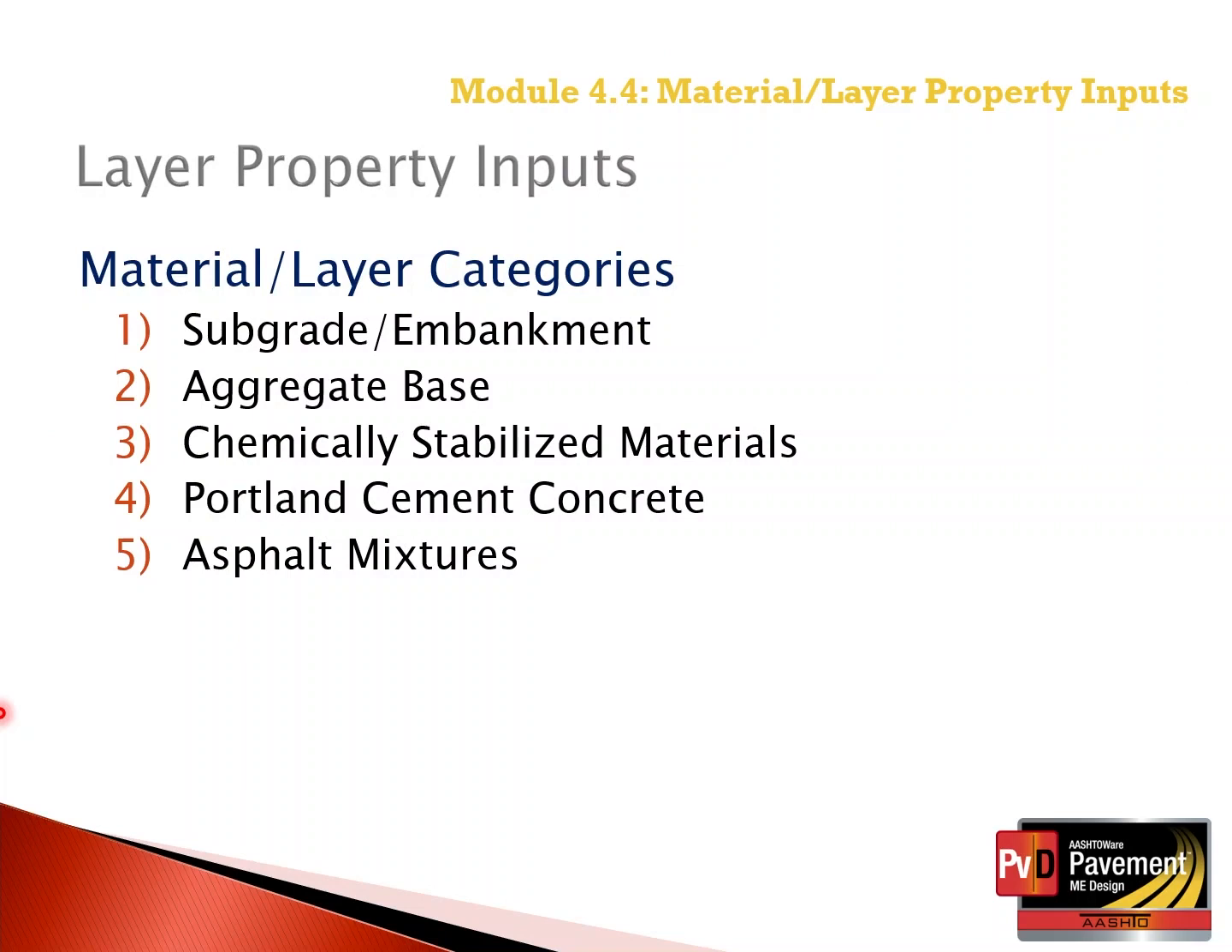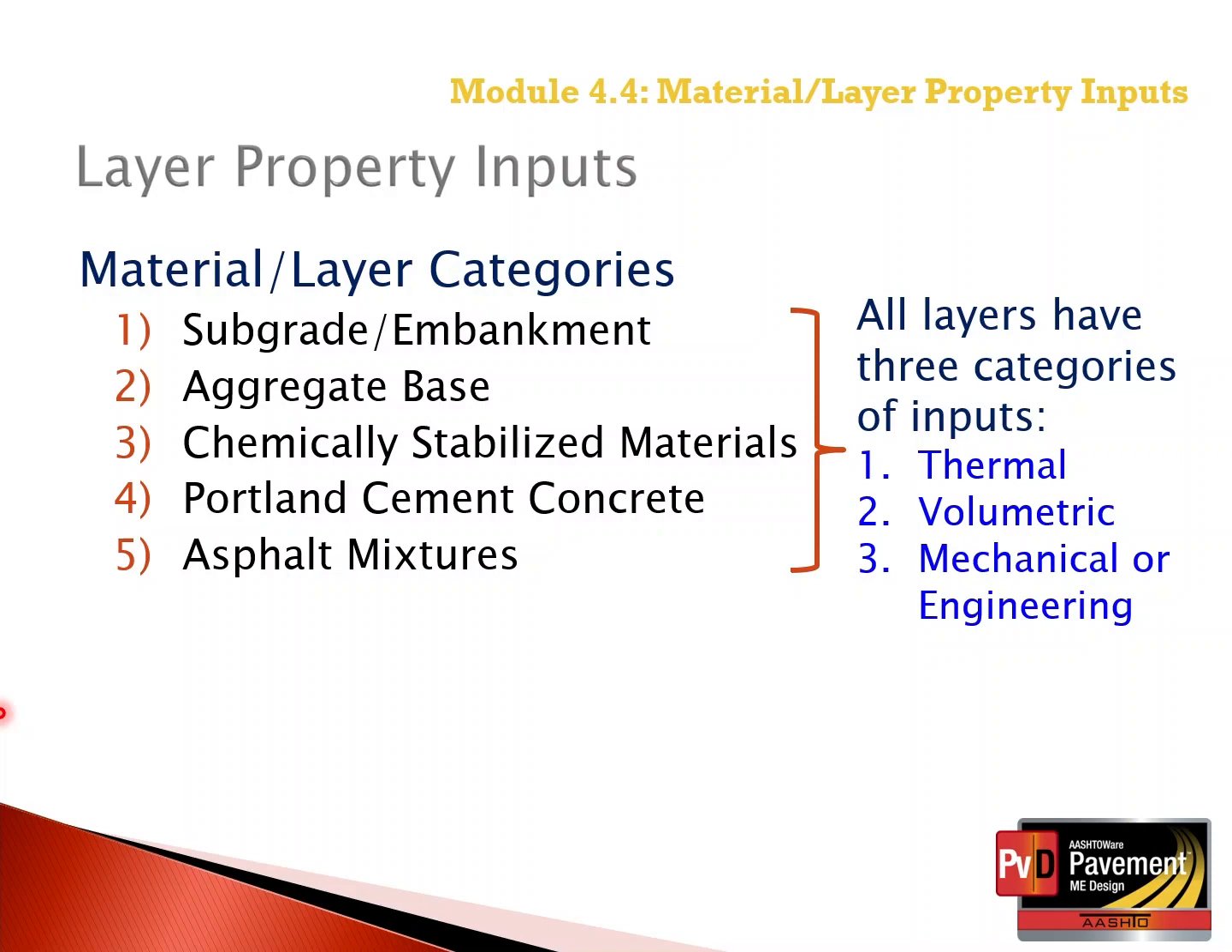Module 4.4 on layer properties is grouped by material or layer type. The layer types are subgrade and/or embankment, aggregate base, chemically stabilized materials, Portland cement concrete materials and mixtures, and asphalt materials and mixtures. The layer properties for all 5 materials or layers are generally grouped into 3 types of properties. Those are defined as thermal properties, volumetric properties, and mechanical or engineering response properties.